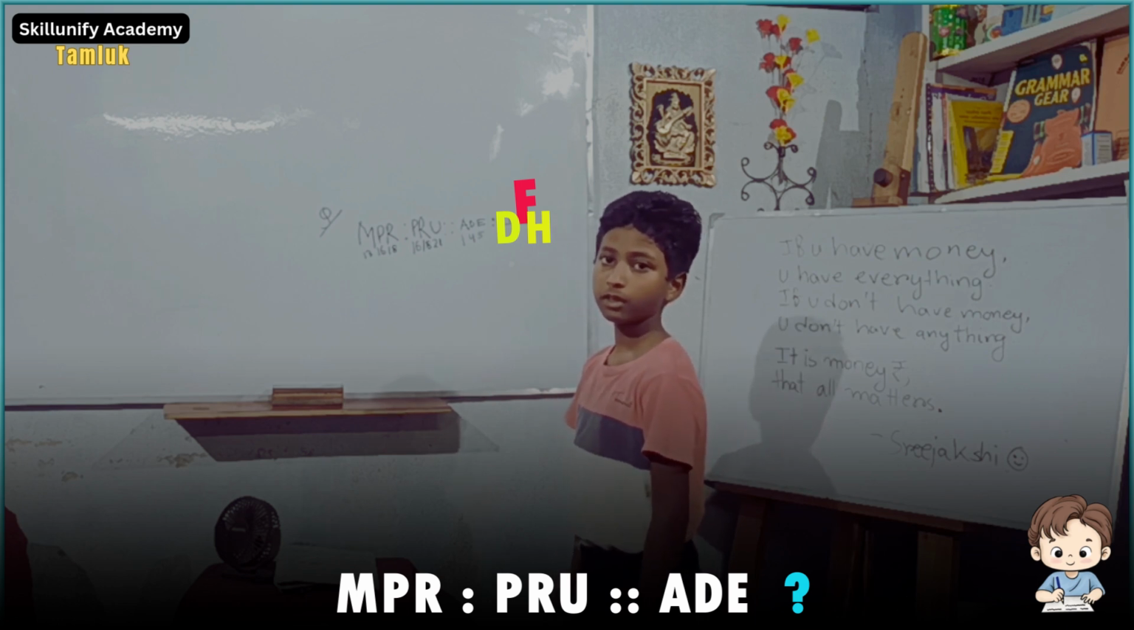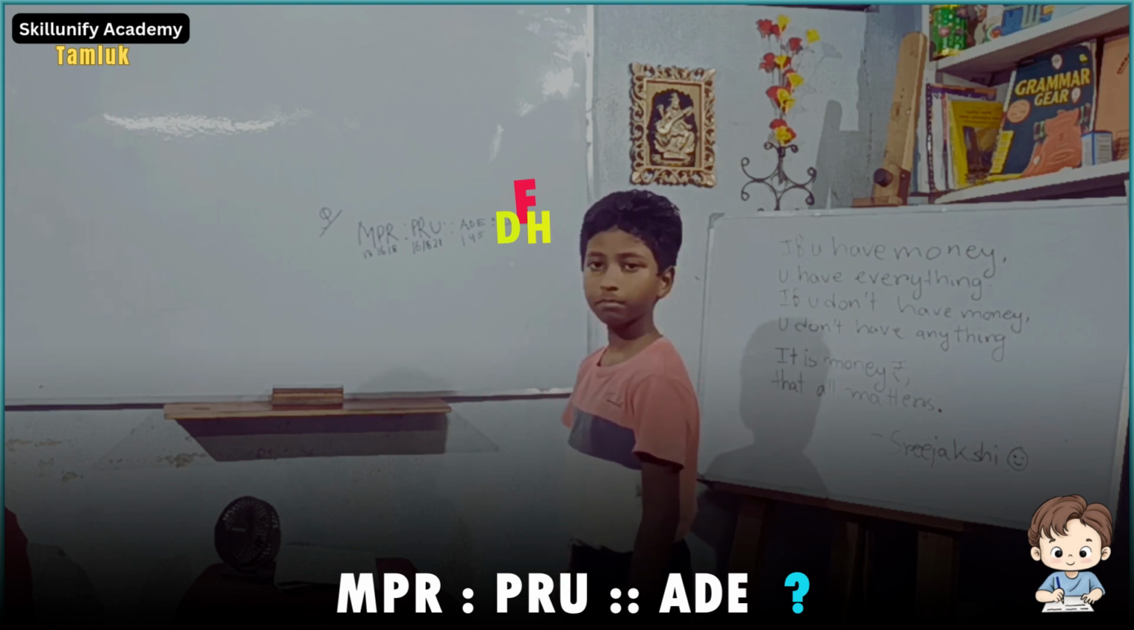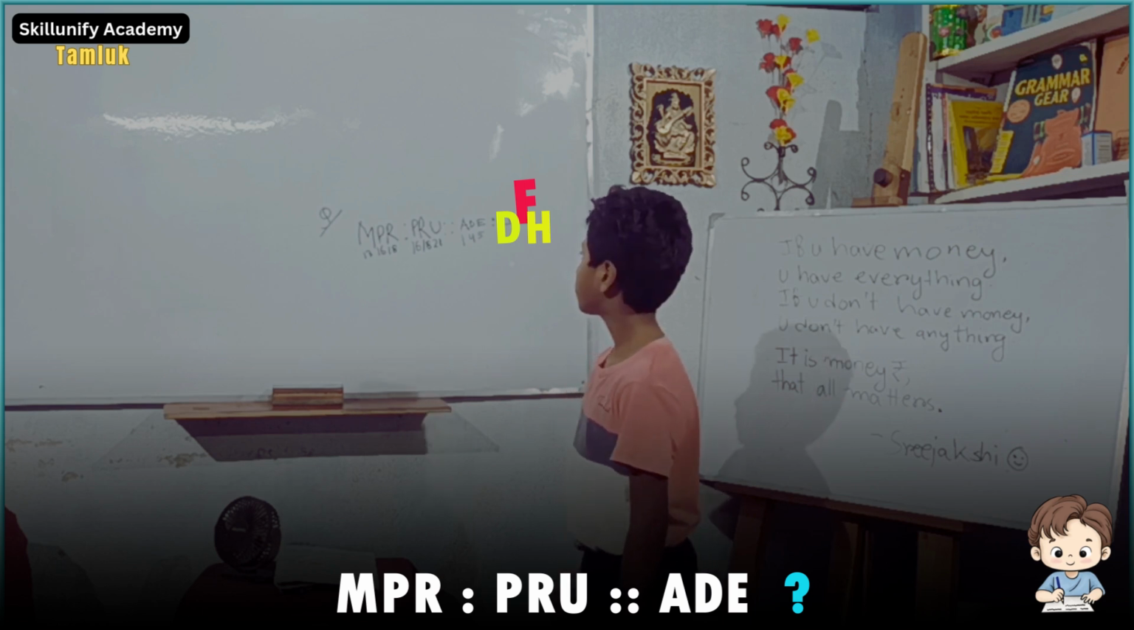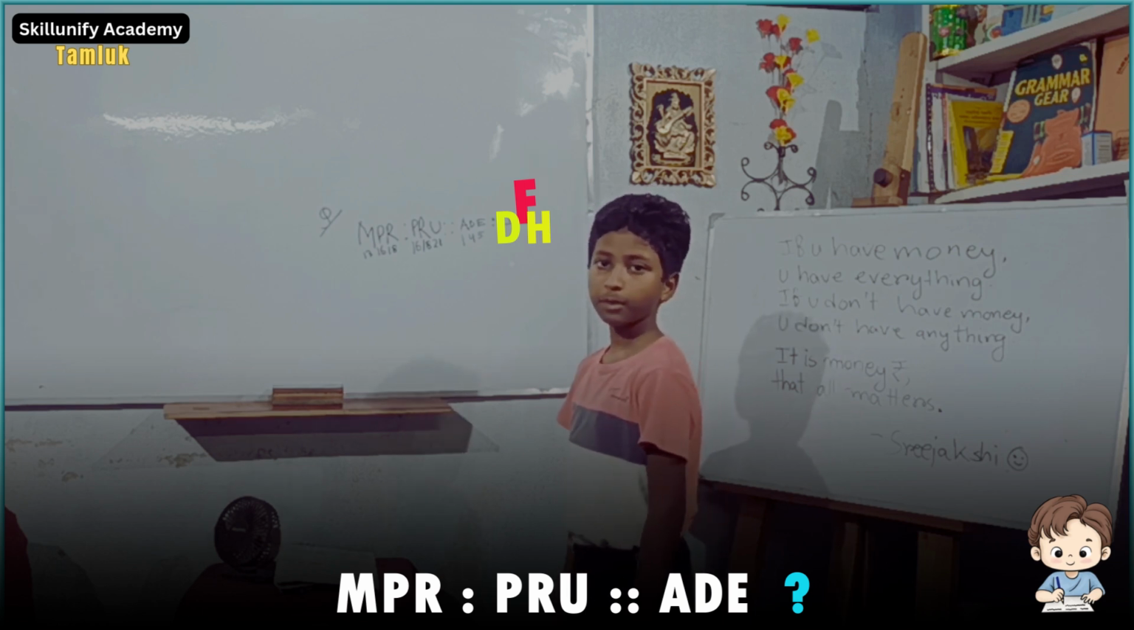And the third one is R is 18 and U is 21. Again the gap is 3. So E is your 5. So 5 plus 3 is 8. That is H.